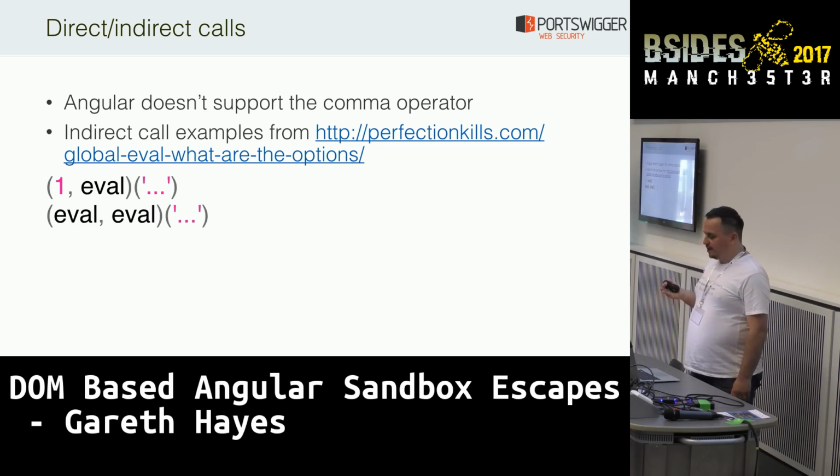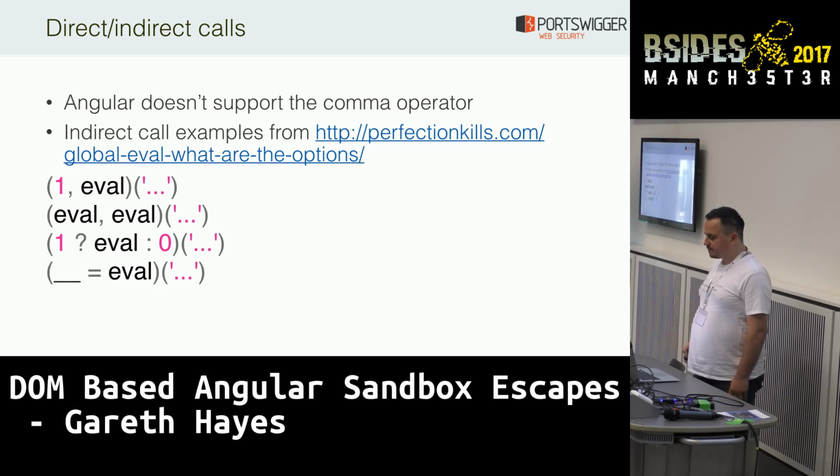So for example here, the eval on the left is not important because the comma operator always returns the expression on the right. So it's just another example of the one above. Ternary operations also produce an indirect call. So here we have a parenthesis expression. 1 evaluates to true. It returns eval. The parenthesis expression returns eval. We can then call eval as in the global scope. And interestingly, an assignment also works as an indirect call too.